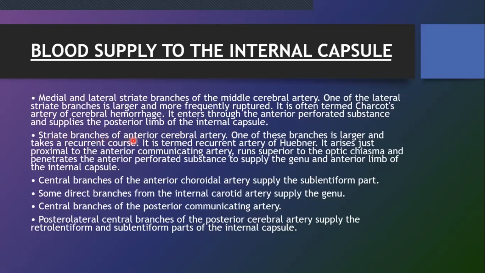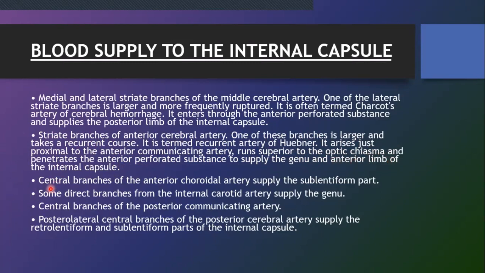Then you have striate branches of the anterior cerebral artery. One of these branches is larger and usually takes a recurrent course, hence it is known as the recurrent artery of Heubner. It arises just proximal to the anterior communicating artery, runs superior to the optic chiasma and penetrates the anterior perforated substance to supply the genu and the anterior limb of the internal capsule.